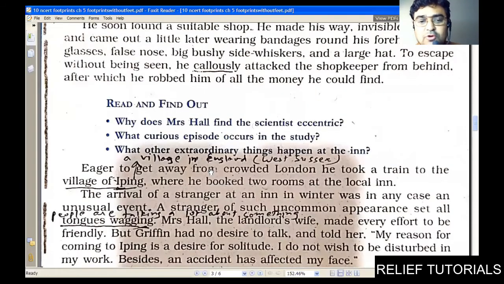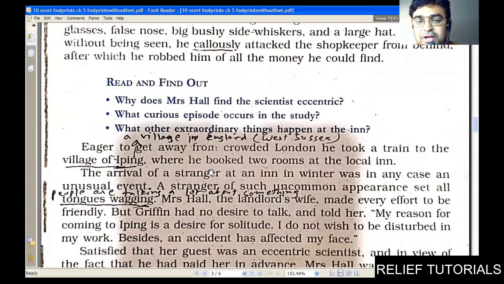Eager to get away from crowded London, he took a train to the village of Iping. That is a village belonging to West Sussex, a province over there, where he booked two rooms at the local inn. Inn meant a very cheap place to be accommodated. Inn doesn't mean some posh hotel. Inn means a dharmashala kind of thing, a very cheap means of accommodation or lodging.